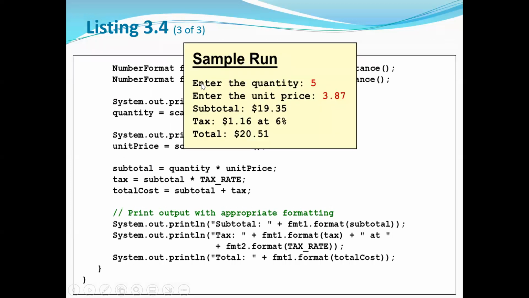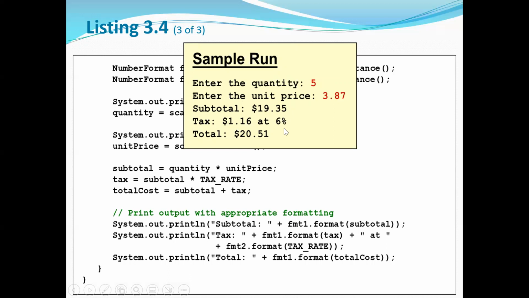So let's see the output. In this case, the user entered the quantity to be 5. Then the unit price is 3.87. So when we multiply 5 times 3.87, it will give us 19.35. But you can see our first output was the tax. So the tax was formatted for us in currency, $1.16.